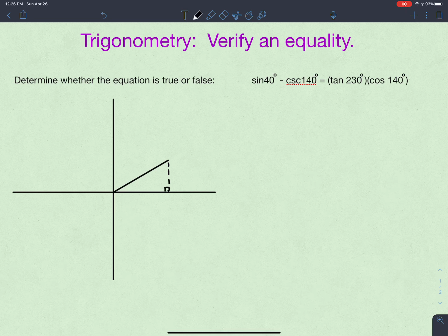Today we're working on some trigonometry, and this comes from our Chapter 7 material. What we're trying to do here is verify whether an equation is true or false. Of course, we're not using a calculator here. It would be pretty straightforward to use a calculator, but we're trying to do this by hand to see what types of relationships come about. So notice that we've got the sine of 40, cosecant of 140, tangent of 230, and the cosine of 140. Let's get started with this right away.